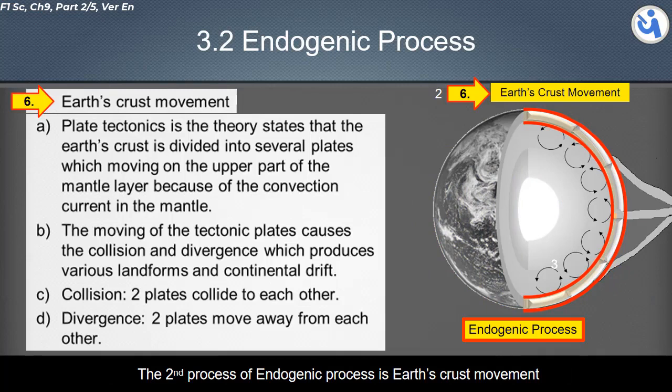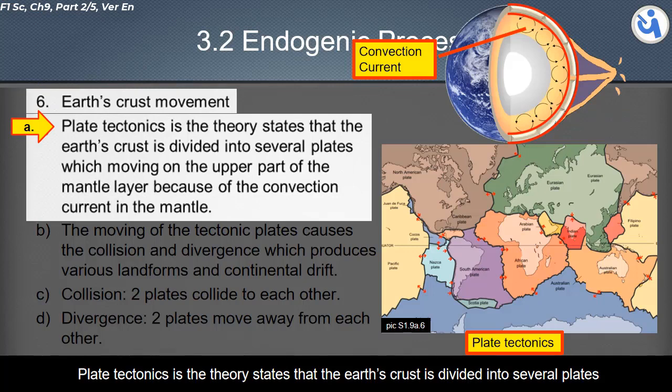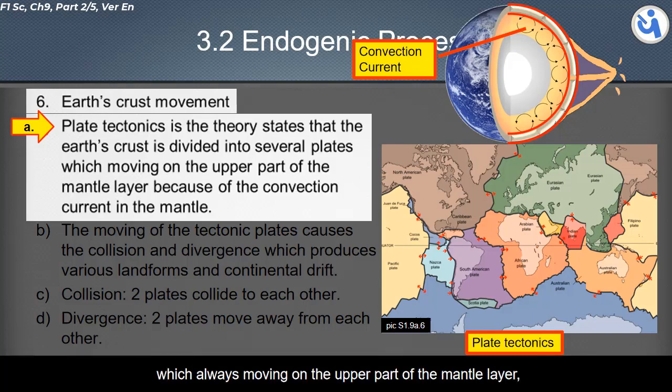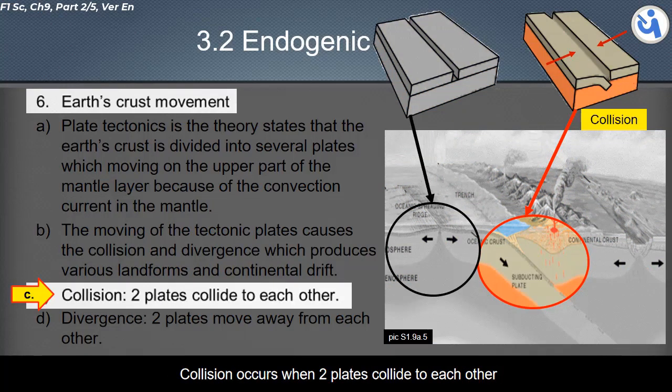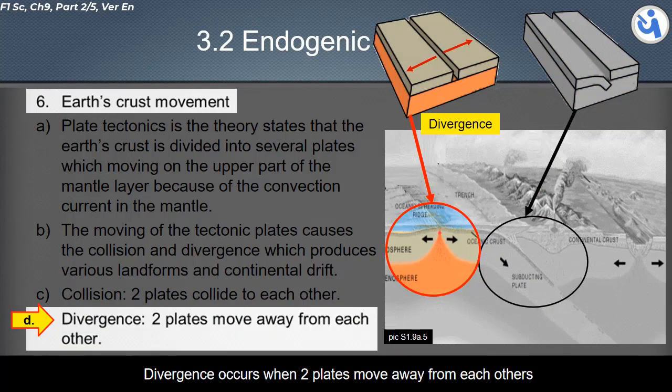The second endogenic process is Earth's crust movement. Plate tectonics is the theory which states that the Earth's crust is divided into several plates, which are always moving on the upper part of the mantle layer due to the convection current in the mantle. The moving of the tectonic plates causes collision and divergence, which produce various landforms and continental drift. Collision occurs when two plates collide with each other. Divergence occurs when two plates move away from each other.